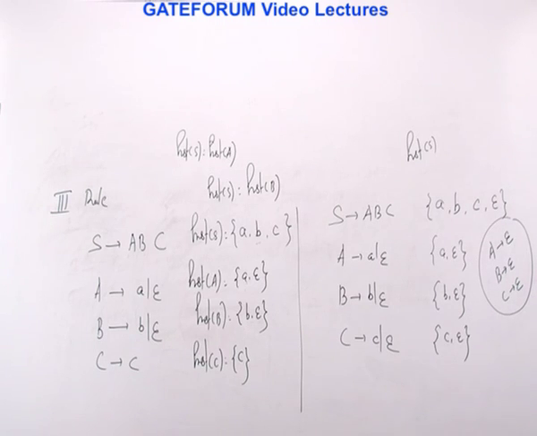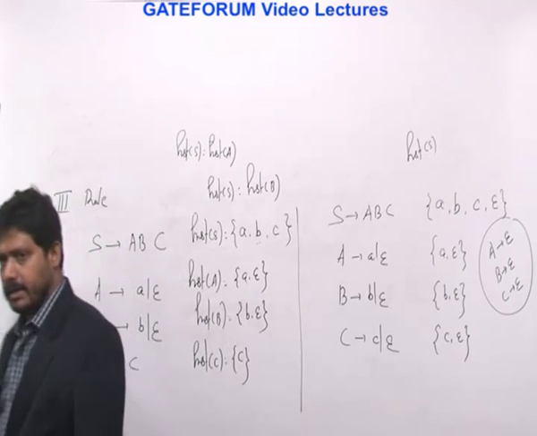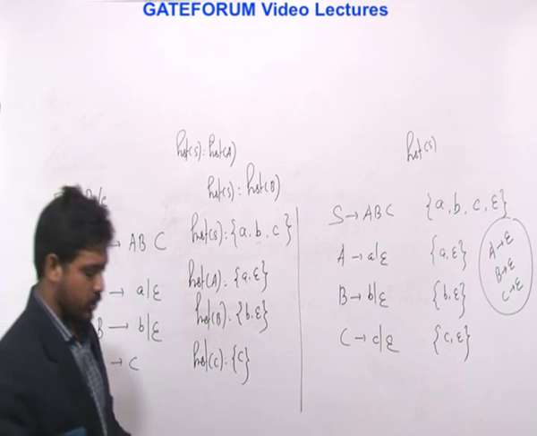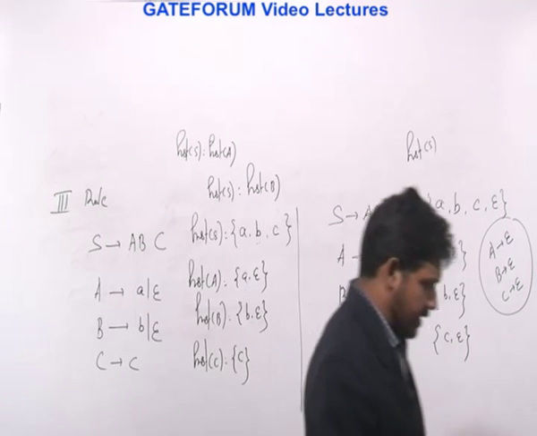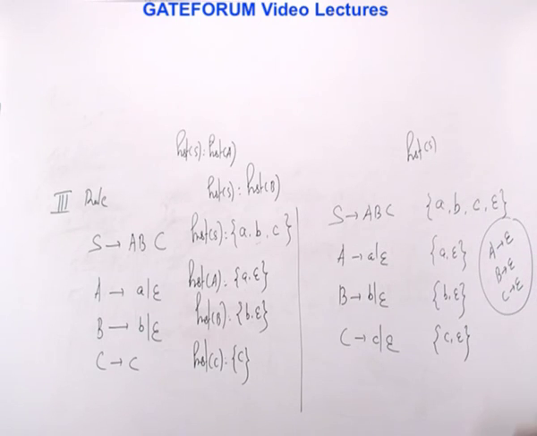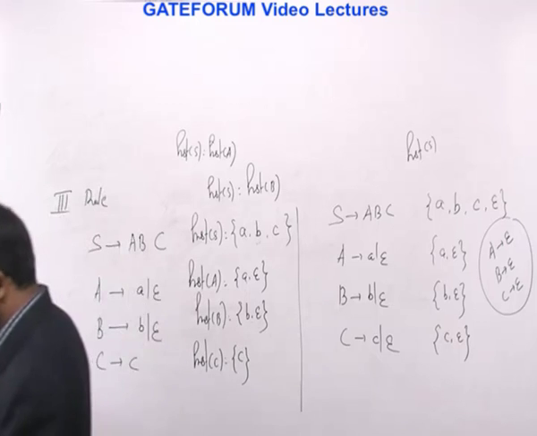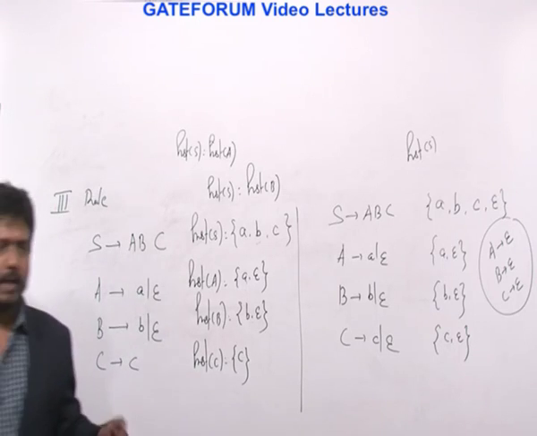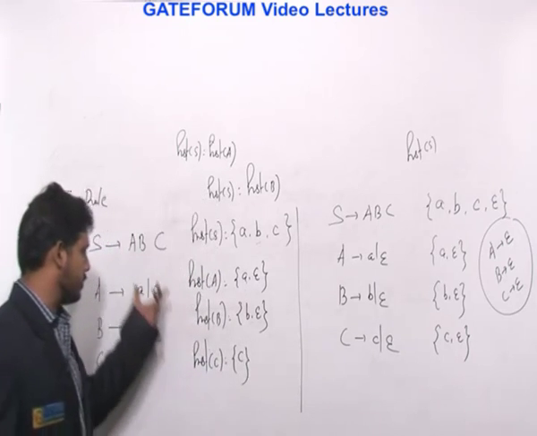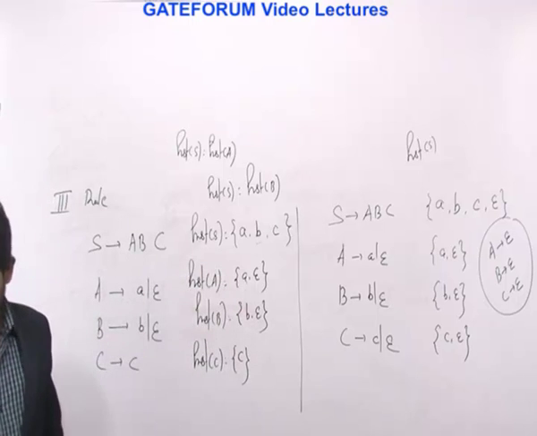So epsilon will be part of the first set in two cases. Either you have a direct epsilon derivation over there, or it is deriving a series of non-terminals, and all of them reduce to null. If that is the case, then only we can derive epsilon, otherwise not. So here we are not deriving epsilon, so no epsilon in this case.